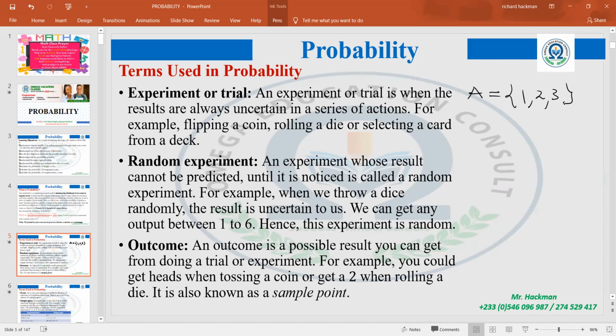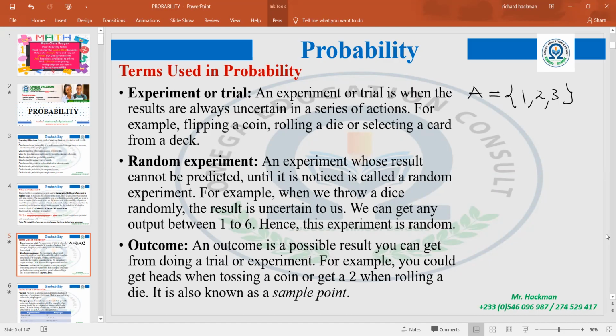elements. However, when you are dealing with probability, we give these elements special names, and the name will be what? Outcome. So where we have elements for sets, outcome will be for probability. So indirectly, the two can be used interchangeably. However, you should know when to use the exact one, or when to be more precise. So it's the same thing.